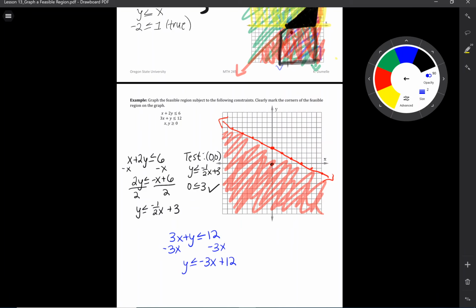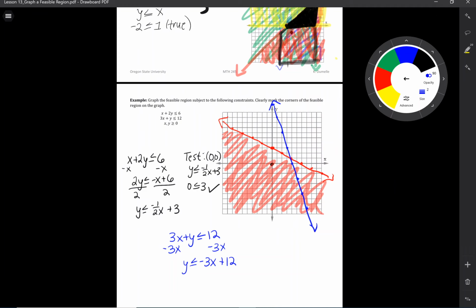So my y-intercept is 12, which is way up here off the graph, actually. And my slope is negative 3. So I am going down 3 over 1, down 3 over 1, all the way down. So this is the other line.